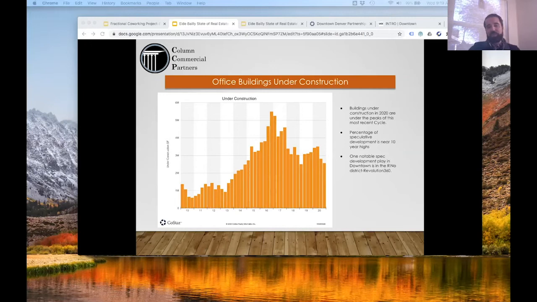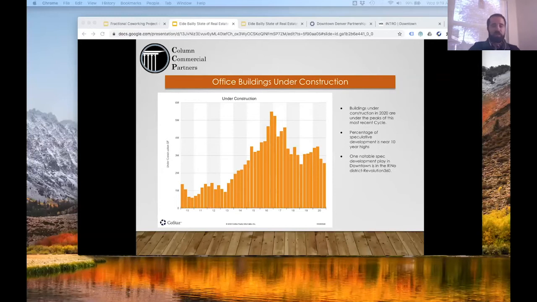But this Rev 360 building out in RiNo, we were committed to 65,000 square feet, which is roughly 2/5, 40% of the building. And with them indicating they're backing out of that lease, that building is now going to be sitting at 100% vacant upon delivery at the end of this quarter or the beginning of next quarter. So there's a lot of questions as to how that's going to be affected moving forward.